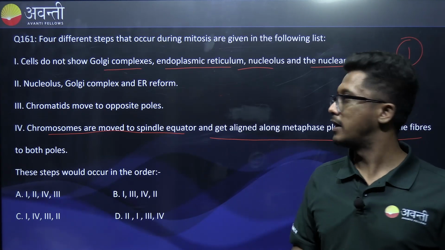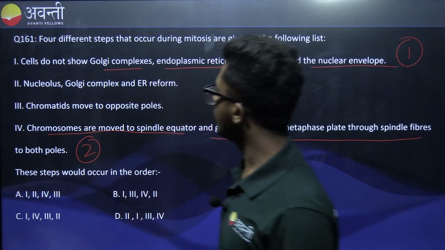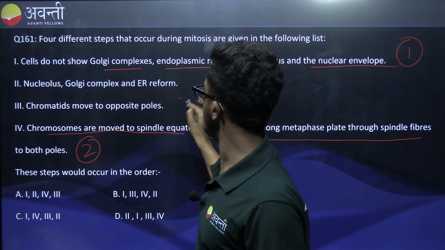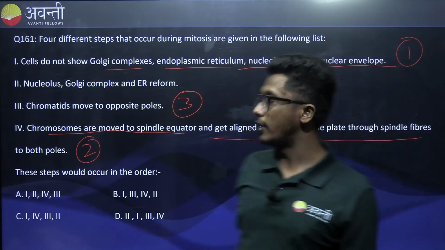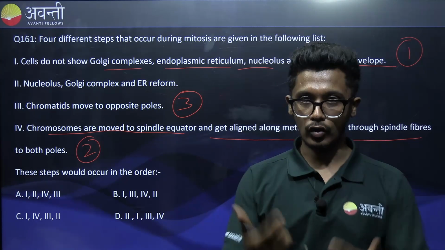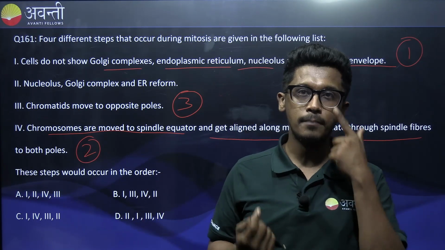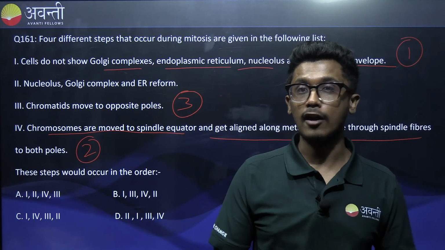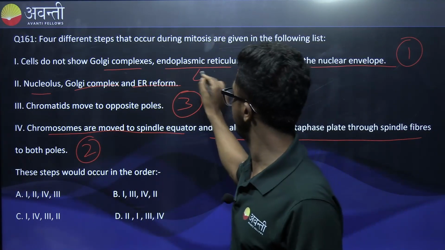So that should be the end of metaphase. Now what happens? This is the second phase. The third phase should be chromatids move. They should be moving to the opposite poles by anaphase. By telophase, what will happen? The already moved chromatids start developing a nuclear envelope, along with the reappearance of cell organelles like the nucleolus, Golgi complex and ER. So this is the fourth one.